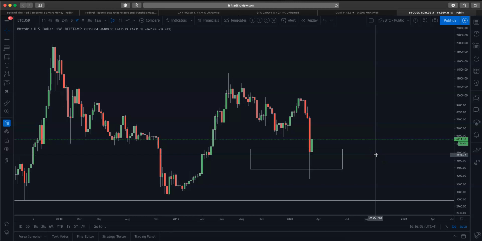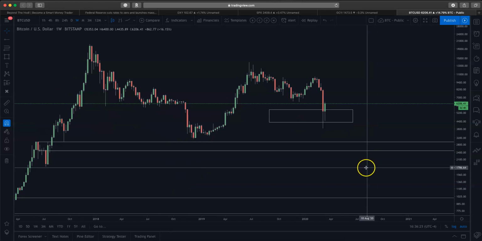We could either see Bitcoin behave kind of like gold did back in 2008, or we could see Bitcoin behave kind of like the stock market did back in 2008. So again, I'm not going to tell you guys which one it is going to do, but I'm going to leave that up to you guys to decide which one you think is the most likely one to happen.